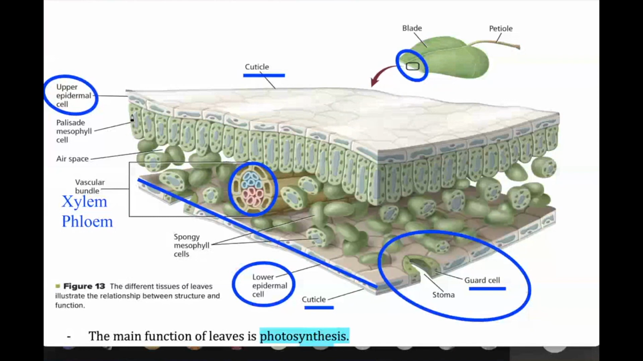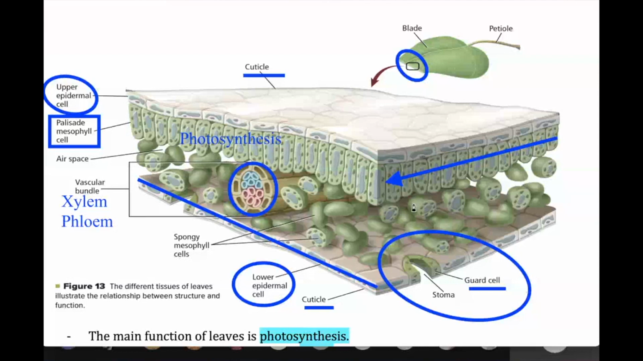Now we have to look at this layer, boys. This is very packed and long cells. They are called the palisade mesophyll, and this is the place where most of the photosynthesis takes place. Why here? Because it contains a lot of chloroplast, and this is the area where maximum light is absorbed. So which layer is mostly involved in photosynthesis? Palisade mesophyll.